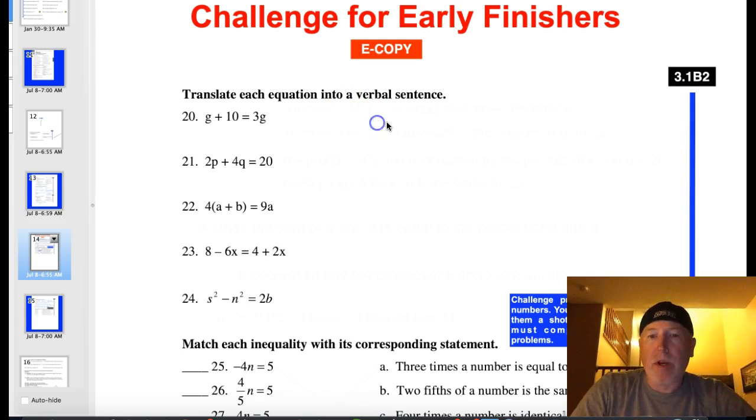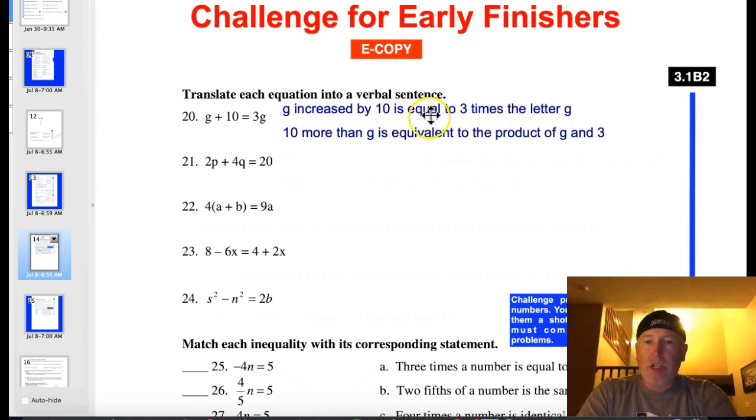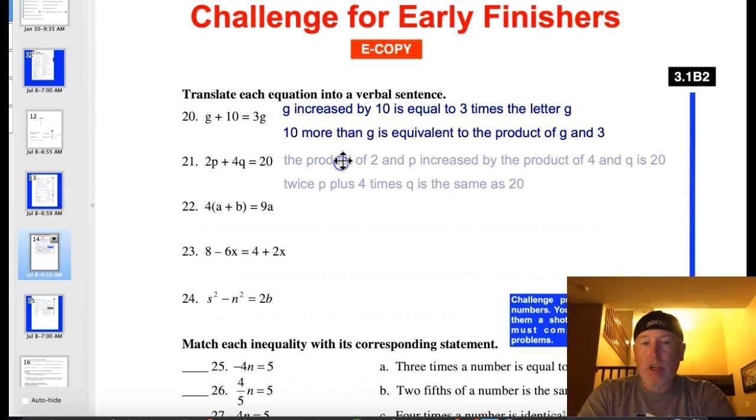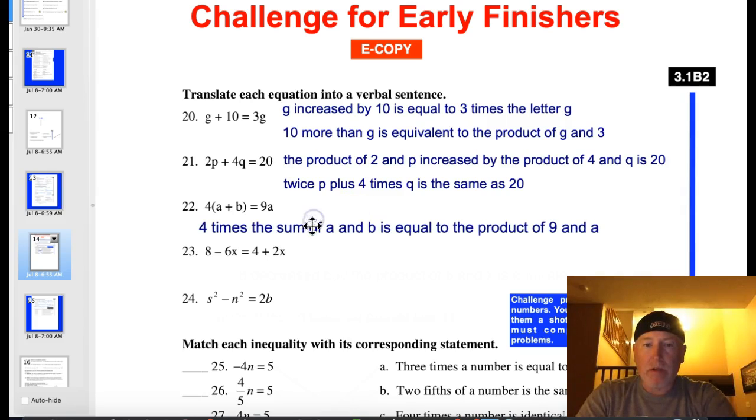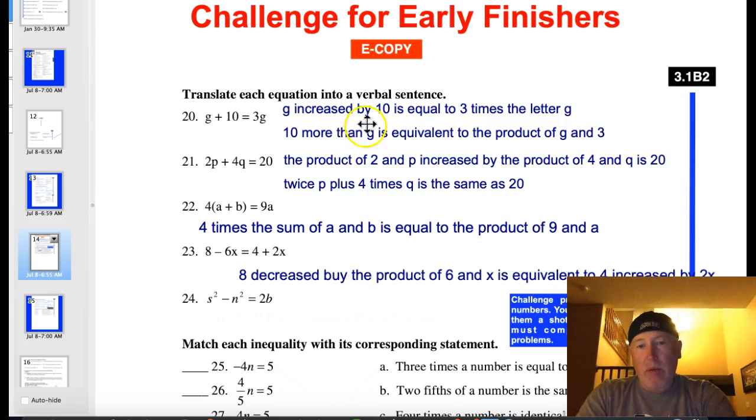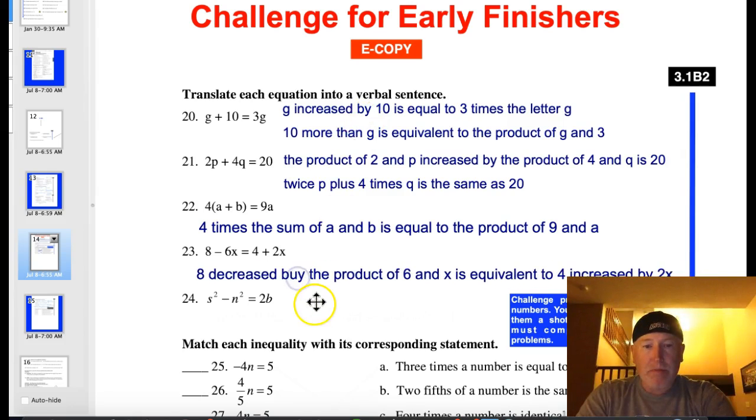Okay. This one could be written a couple of different ways. G increased by 10 is equal to 3 times the letter G, or 10 more than G is the equivalent to the product of G and 3. This one here, a couple of different ways you could write this one. This one down here. I just wrote one way for these ones, I think. 4 times the sum of A and B is equal to the product of 9 and A. Now, again, there's more ways than this to write this. I just put down a couple up top here. I put one for each of these ones.